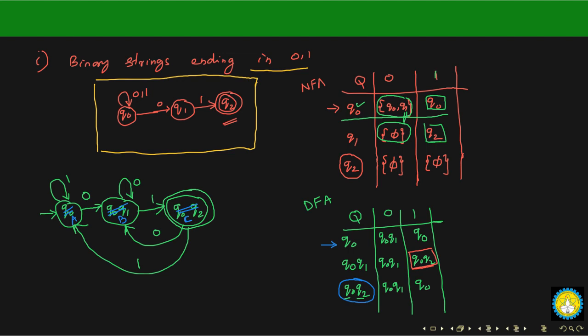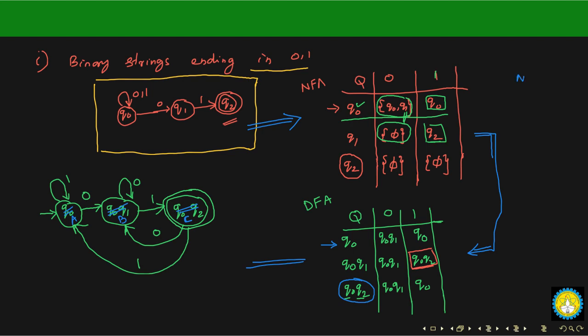So to recap, we were given an NFA diagram. We converted that to an NFA transition table, and based on the data in the NFA transition table, we converted it to a DFA transition table, and then we converted it to a DFA diagram.